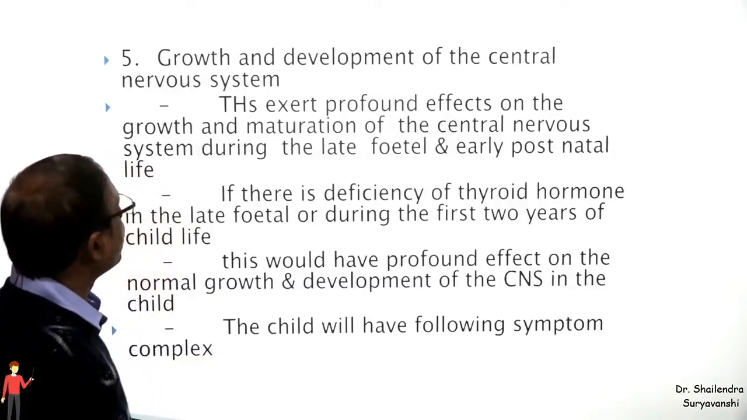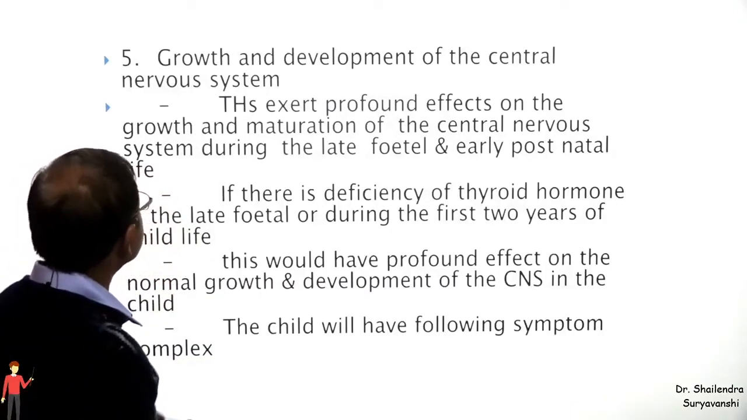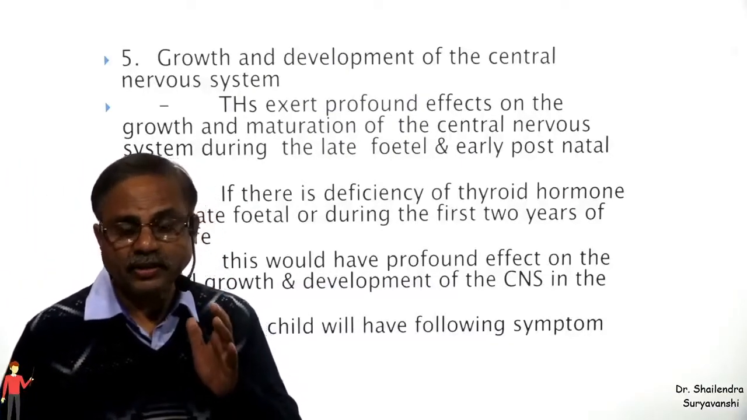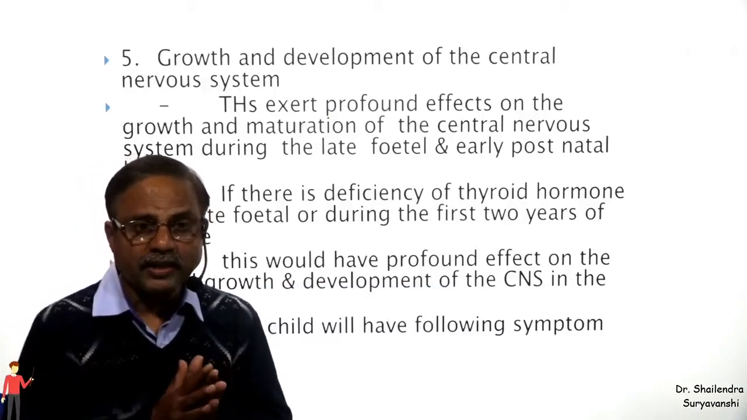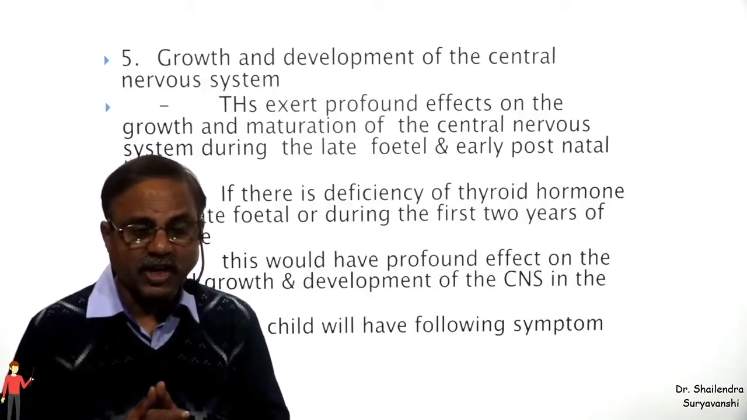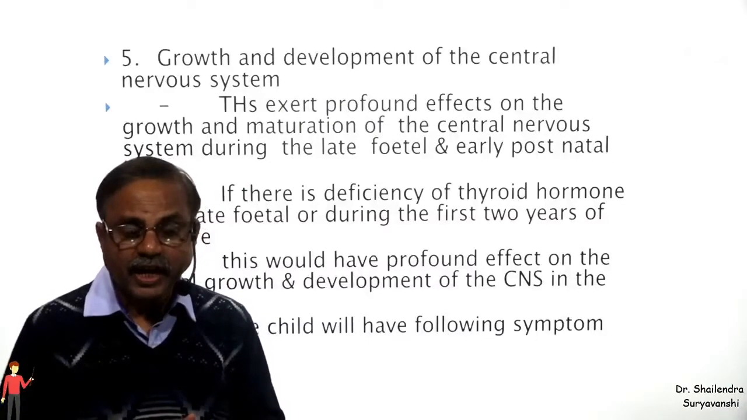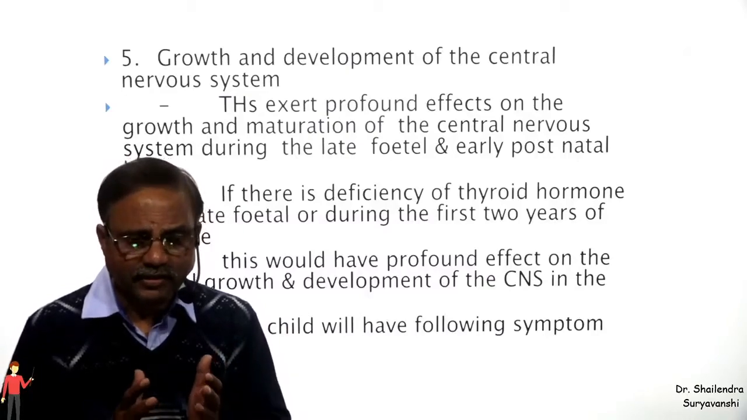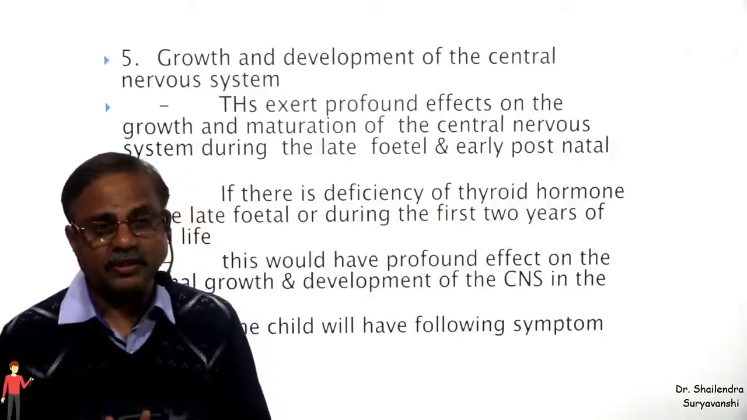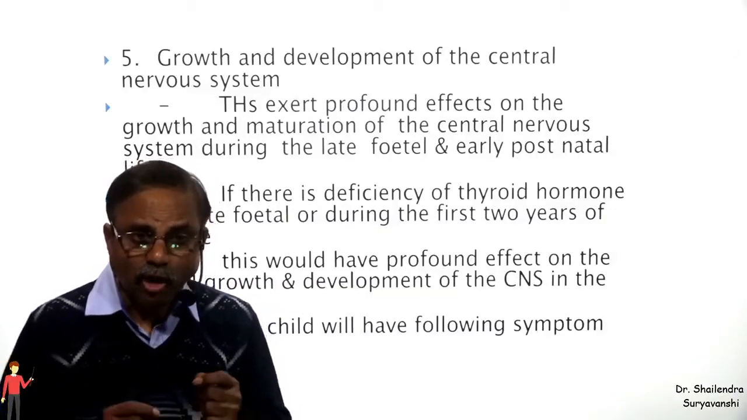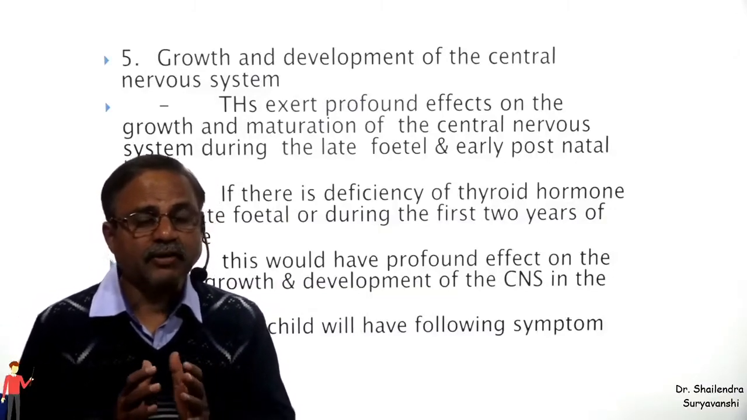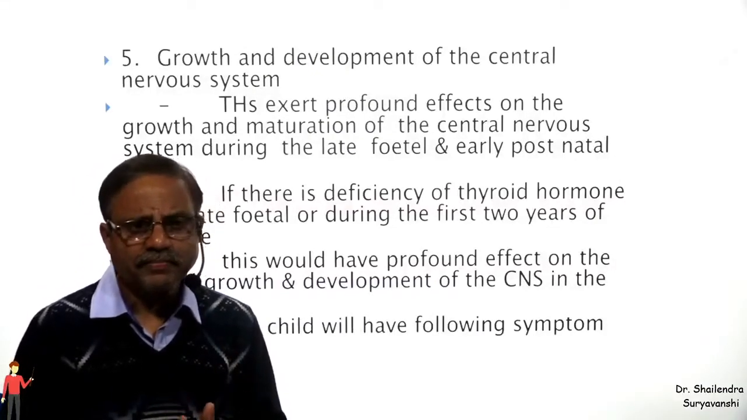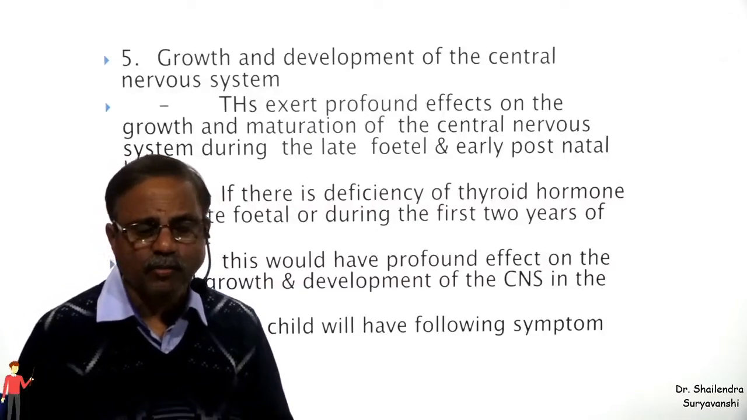Then growth and development of the central nervous system. Thyroid hormone again plays a very important role in the normal growth of the nervous system. This is particularly true in the initial part of fetal life, when the child is still in the womb of his mother, and during the very early part of his childhood, say the first 2 or 3 years. The level of thyroxine hormone is very essential, so that if there is a decreased level, normal growth of the central nervous system and brain will not take place, and the child will remain retarded, subnormal, and his mental development will not take place properly.